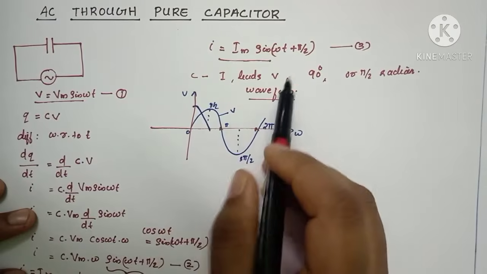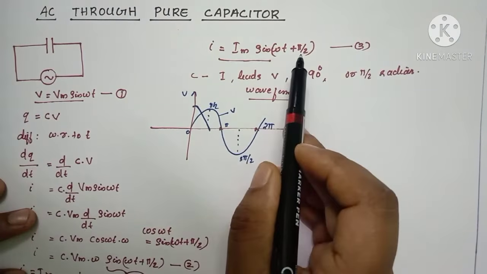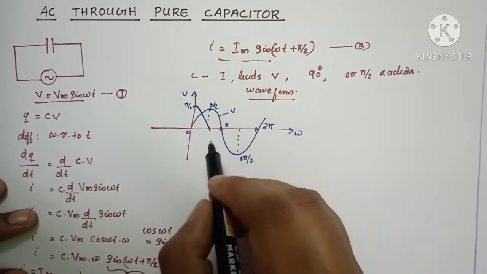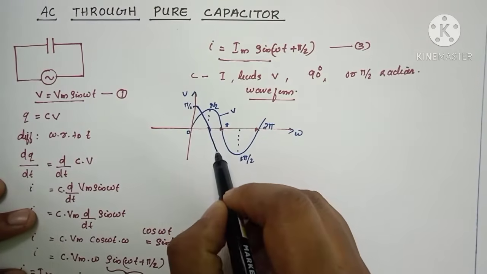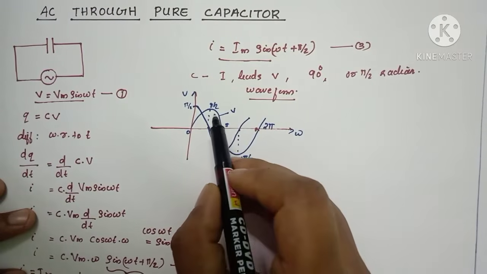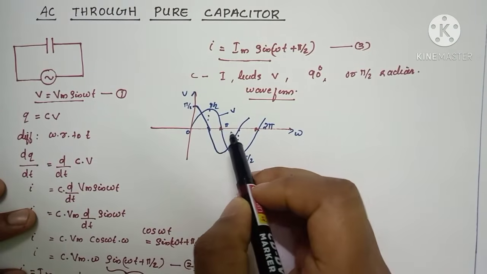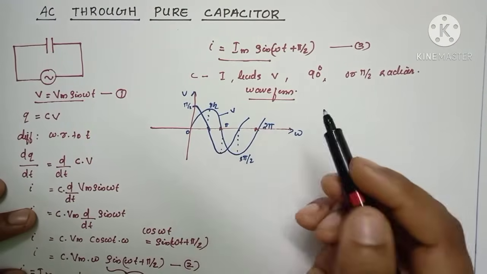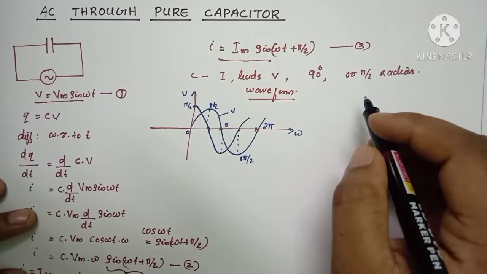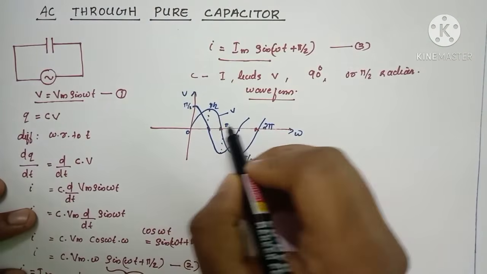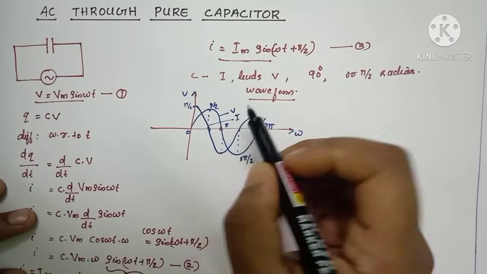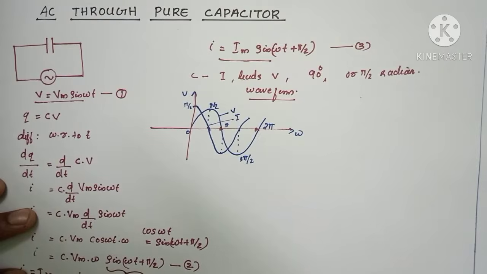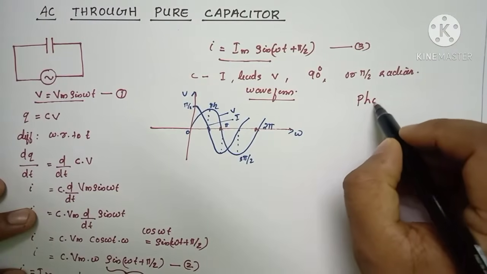By an angle of 90 degrees, it leads by an angle of pi by 2 radian. And if the voltage is pi by 2, the current will be 0, and if the voltage is pi, the current will be maximum at that point. And this is the waveform regarding current and voltage. The second one is the waveform for current, and based on this I can draw the phasor diagram.